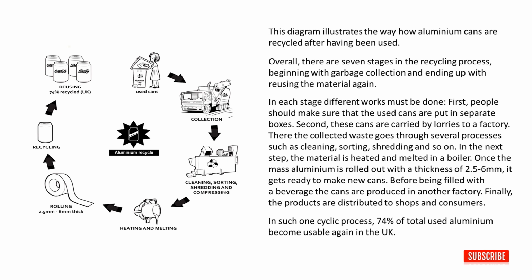I added another paragraph using the additional information on the last picture. In such one cyclic process, 74% of total used aluminium becomes usable again in the UK. Using every piece of information given on the diagram allows us to increase our word length. Now, I responded to the task for the required word length. And you give me a band score for my writing.